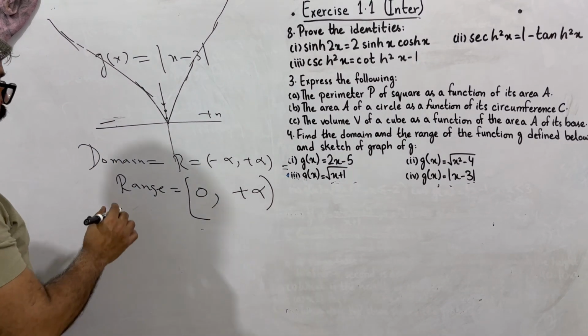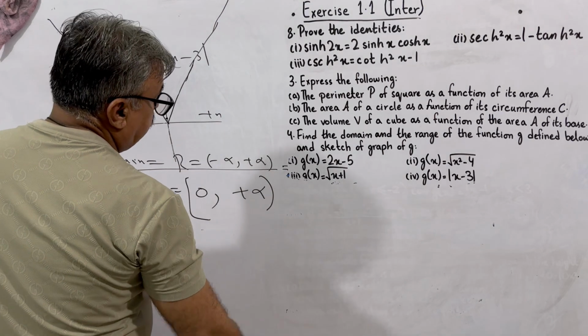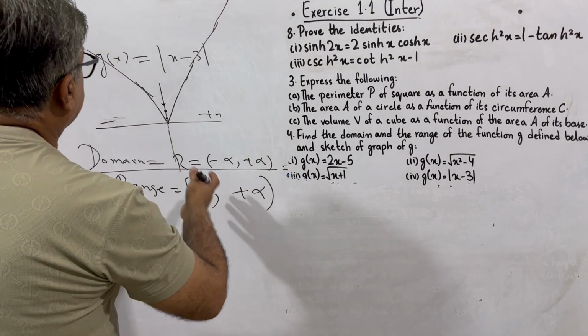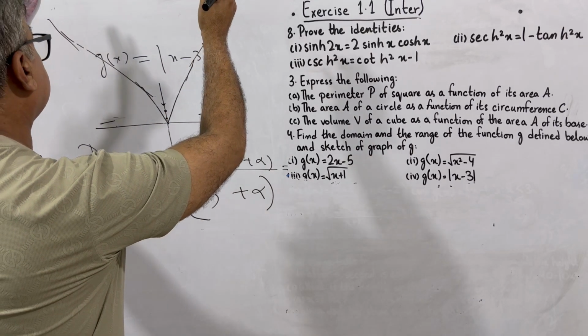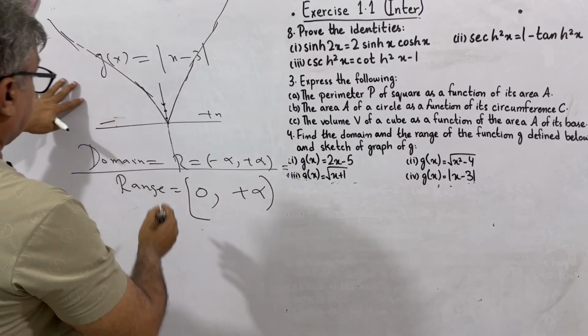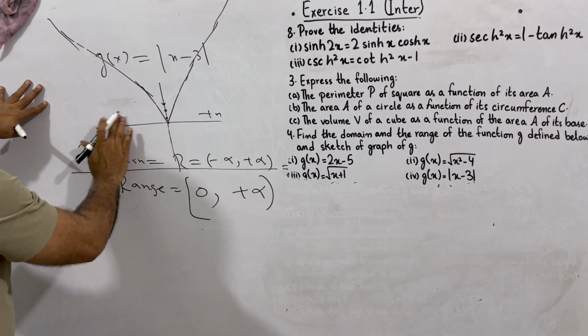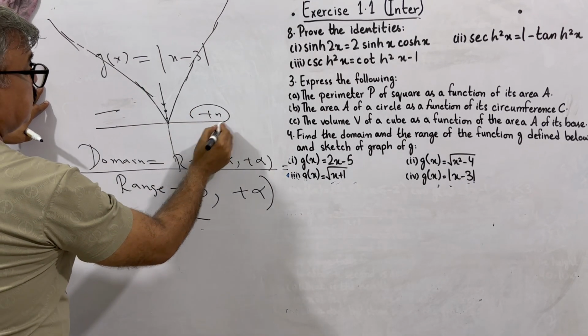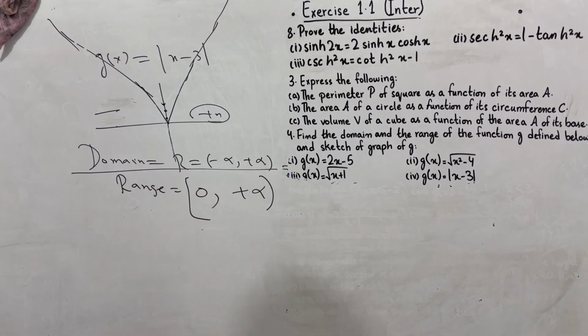So our range in case of modulus function is always positive. You can put positive or negative values, but its graph is erected towards the positive y-axis. Either you put positive or negative values, it results in positive. Absolute value function will always give you a positive quantity.